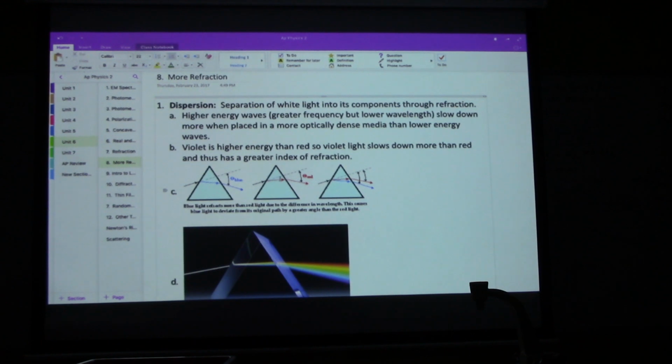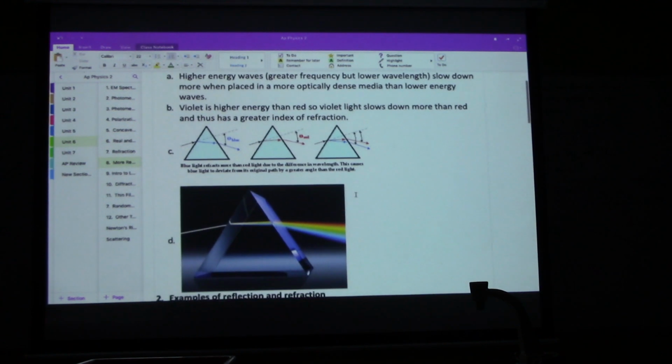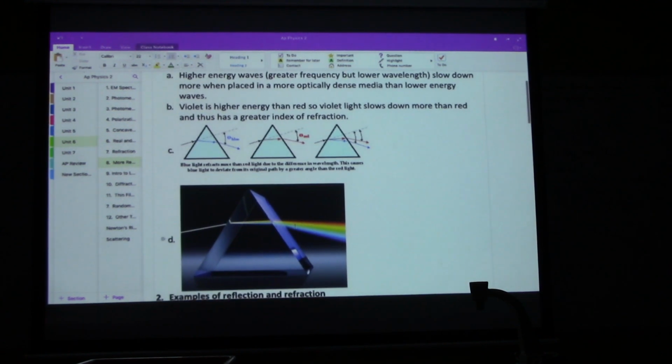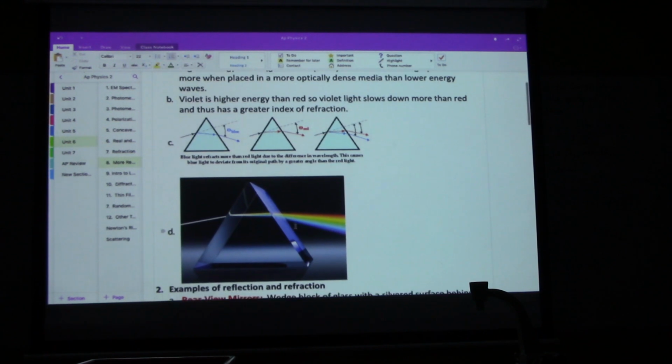So upon entering, the blue light is going to have a greater angle of refraction than the red. But as it leaves, the blue light is also going to bend away from the normal more than the red light is as it leaves as well. So what we get is this visual here, if you guys can see it hopefully on the video. You end up with your violet end of the spectrum and your red end of the spectrum is on top.